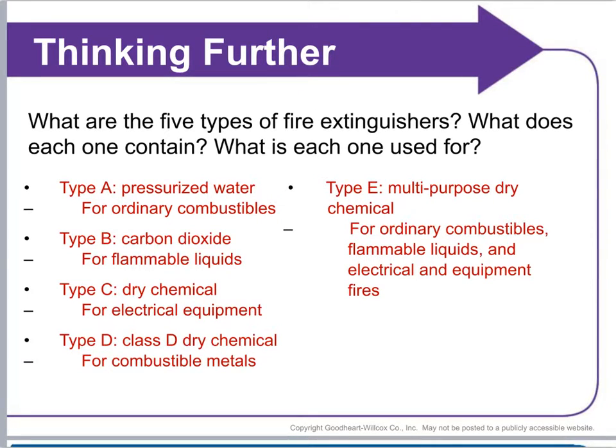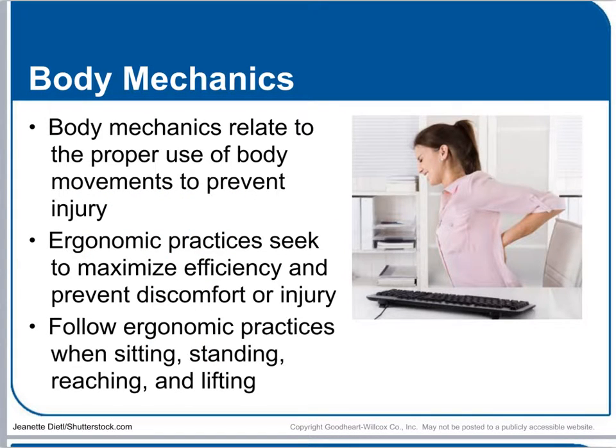Type A is a pressurized water, and that's just for ordinary combustibles. Type B is a carbon dioxide extinguisher for flammable liquids. Type C is a dry chemical for specific electrical equipment, and Type D is a Class D dry chemical for combustible metals. So depending on what type of art organization you are, or factory, or what you're dealing with, you may have specific types of fire extinguishers. You may even have more than one type of fire extinguisher located in various parts of the building.